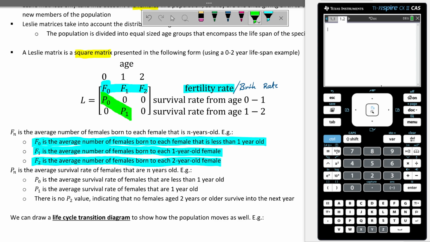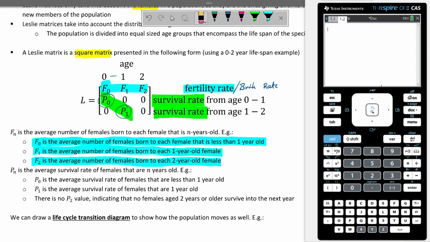Now, the other thing that impacts population growth, because remember, that's what a Leslie matrix cares about. It cares about population growth. The other thing that impacts population growth, apart from birth rate, is your survival rate. And that's what these diagonal numbers are telling us. So P of 0 is telling me the average survival rate of a 0-year-old to a 1-year-old. P of 1 is telling me the average survival rate of a 1-year-old to a 2-year-old.